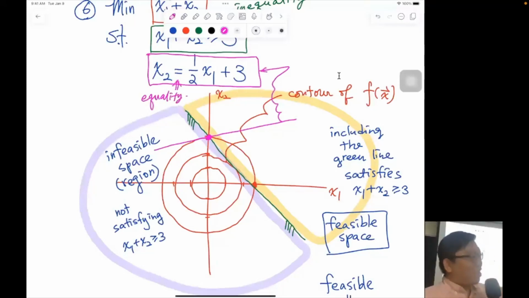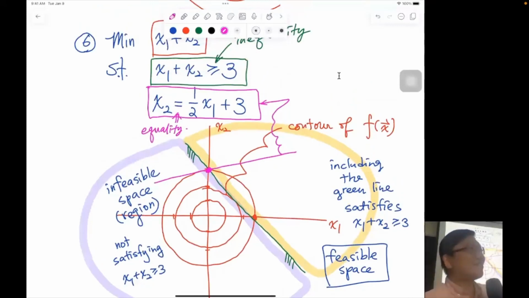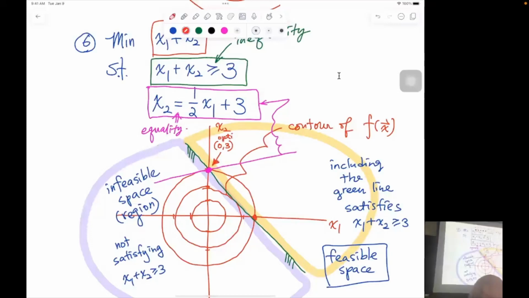Now, can someone tell me what the solution is? I can already see it. Yes? Yes. Really good. This is the optimal. 0 and 3. Yes. This is the optimal. So sometimes the graphical way helps you to find it, but you need human observation. Okay.